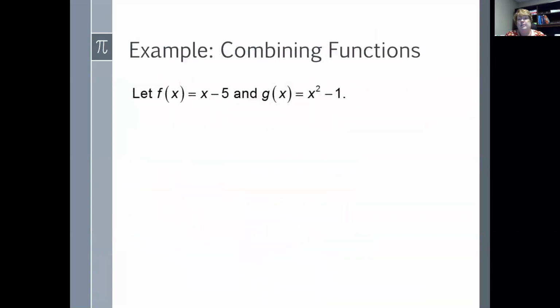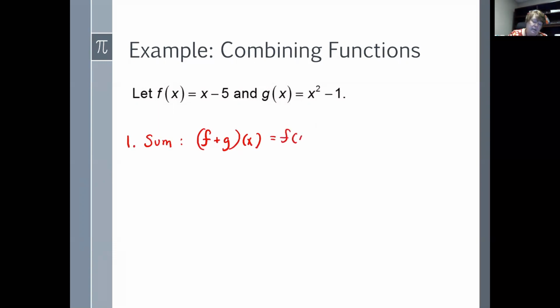Okay, so given two functions, let's find the sum, the difference, the product, and the quotient functions. All right, let's first find the sum function. To find the sum function, f plus g of x, that is the notation that we use for the sum function. In parentheses, we have f plus g, and then we have of x. F plus g of x is f of x plus g of x. And we just add those two together.